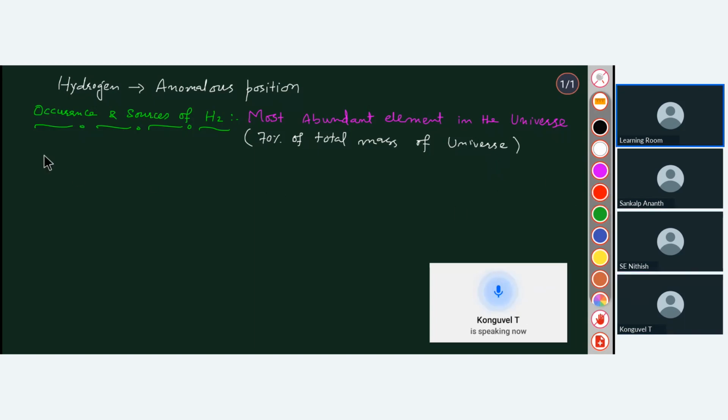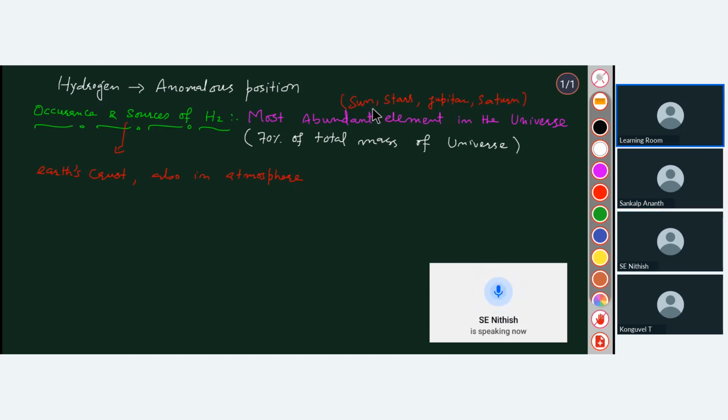I will write here the other sources of hydrogen: the Earth's crust, and along with that, hydrogen also occurs in free state in the atmosphere. But you have to remember that the major source, where it is most abundant, is the sun, the stars, and planets like Jupiter and Saturn. These are completely made up of hydrogen. That's why it's the most abundant element in the whole universe.